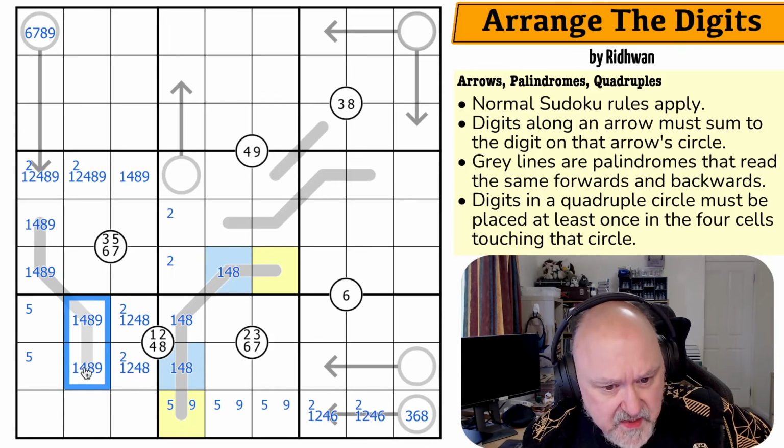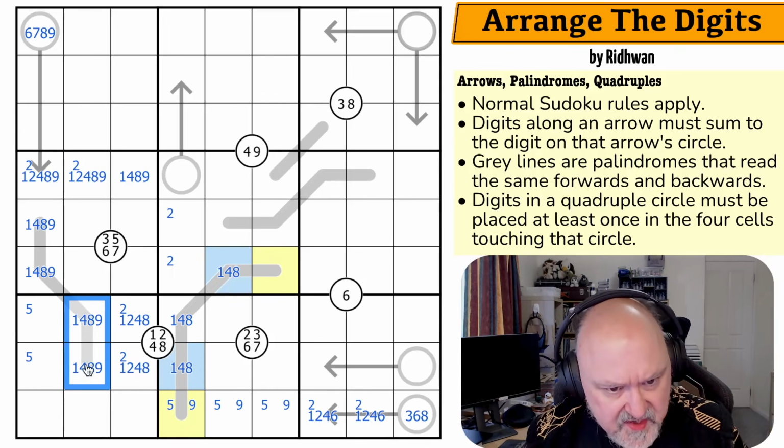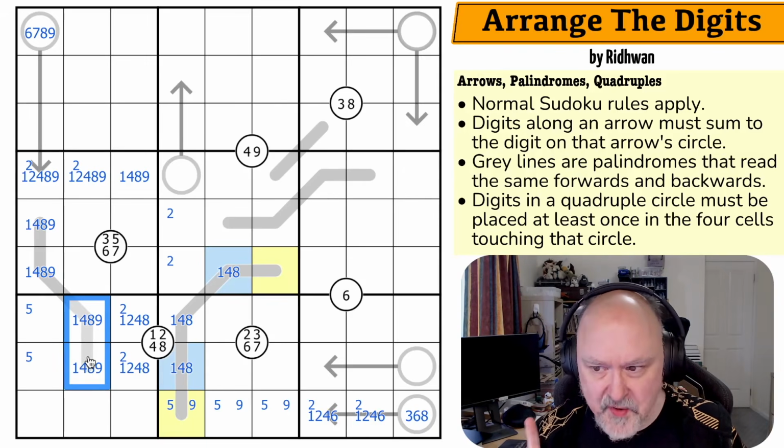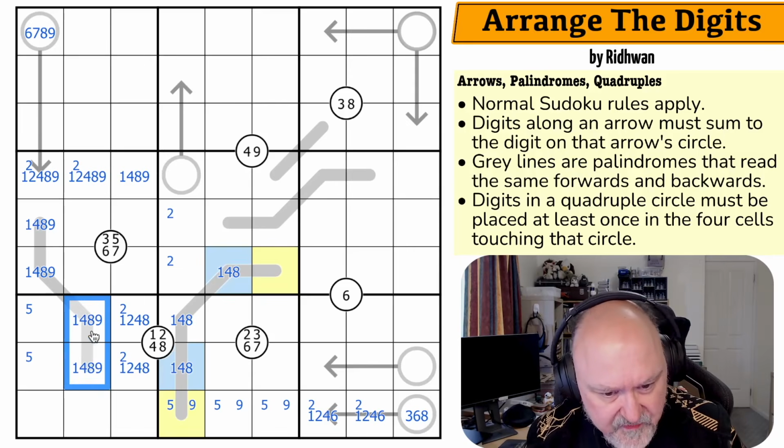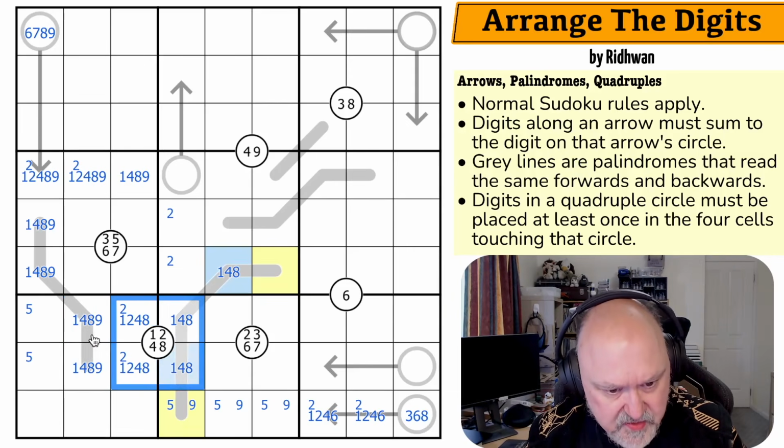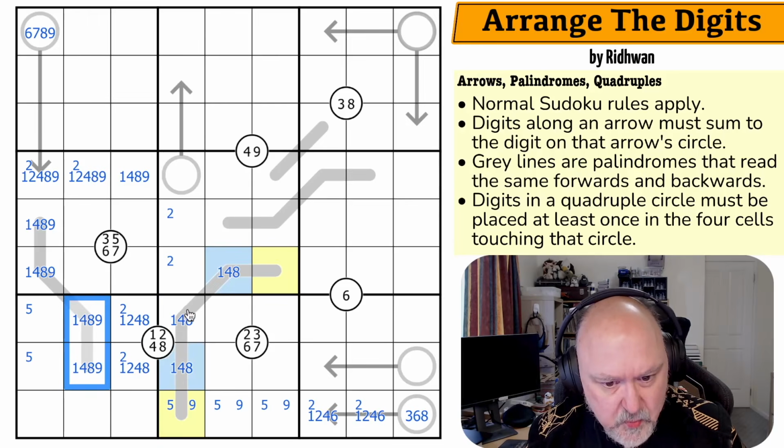One of these must be a 9. If neither of these were a 9, what would happen? If neither of these were a 9, this could be why it says no bifurcation is required in the rules. If neither of these are a 9, these are 1, 2, 4, 8. And because these are 1, 2, 4, 8, these would be 1, 2, 4, 8.